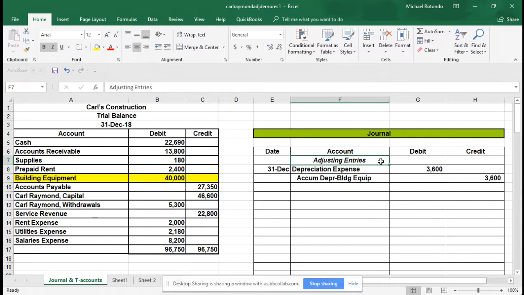Remember, adjustments update the expense and revenue accounts and also the liability and asset accounts. So we must do them, because if we don't, then our financial statements will be inaccurate. It's important we do this, okay?